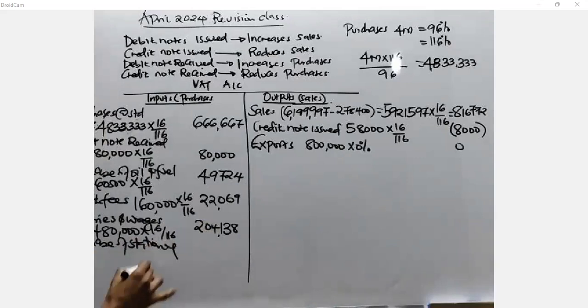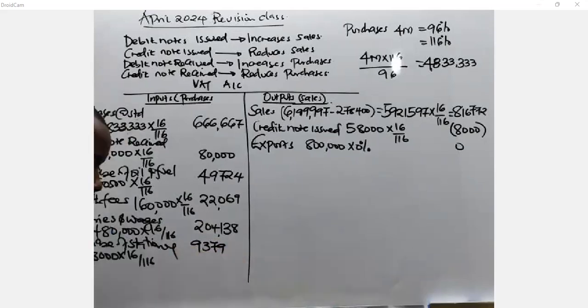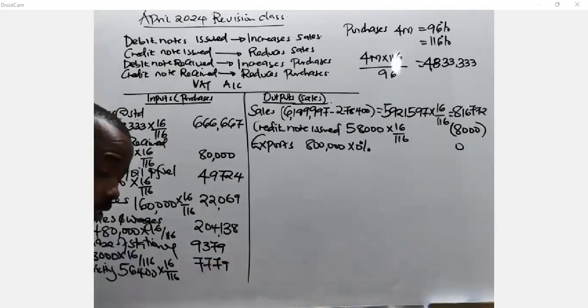We have things like the purchase of stationery. The purchase of stationery is 68,000 times 16 divided by 116, getting 9,379. Then electricity: we have 56,400 times 16 divided by 116, getting something closer to 7,779. 7,779 there.